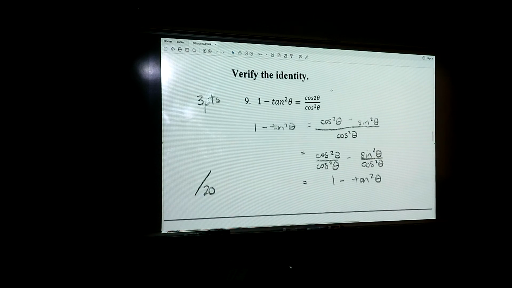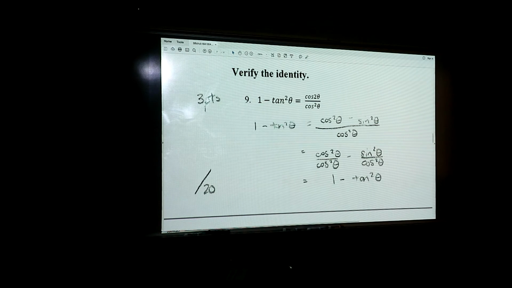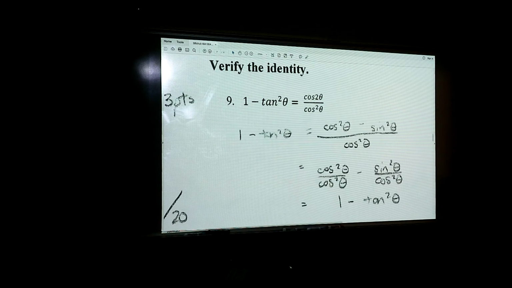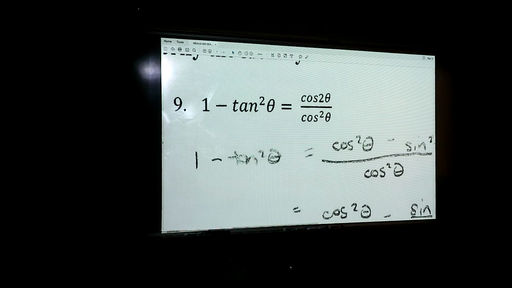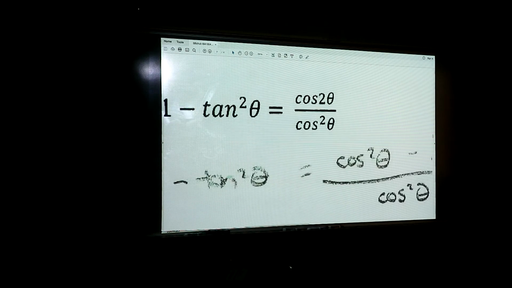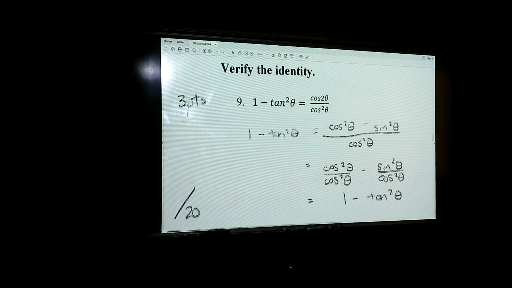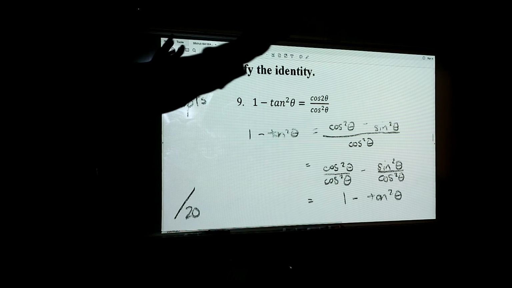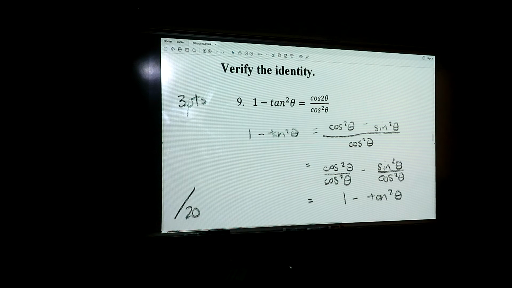Okay, number 9. This is the problem that butchered some people on this test. Like, it really hurt. I just simplified this side over here. That's all I did. I just simplified this side and I made it work. So watch how this works. This is the double angle formula. It's not cosine squared. It's cosine 2 theta, and I warned you that on all the test days. So that's a double angle. This is the double angle formula for cosine. That's like the first one. Okay? Then it's over cosine squared.